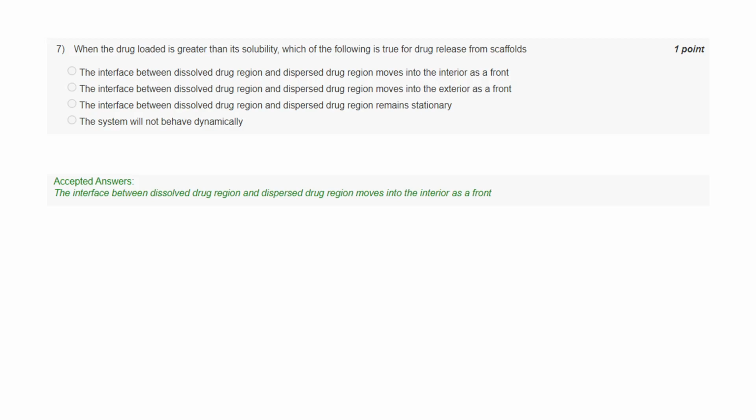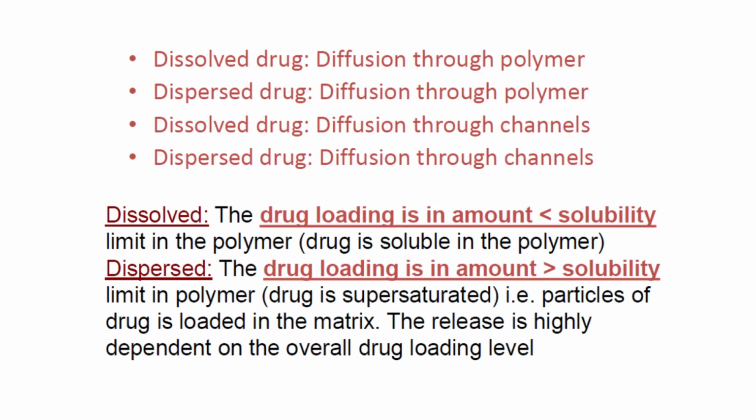Okay, yeah, the correct answer is the interface between dissolved drug region and dispersed drug region moves into the interior as a front. You were right, whoever answered. So let's look at some of these possibilities.